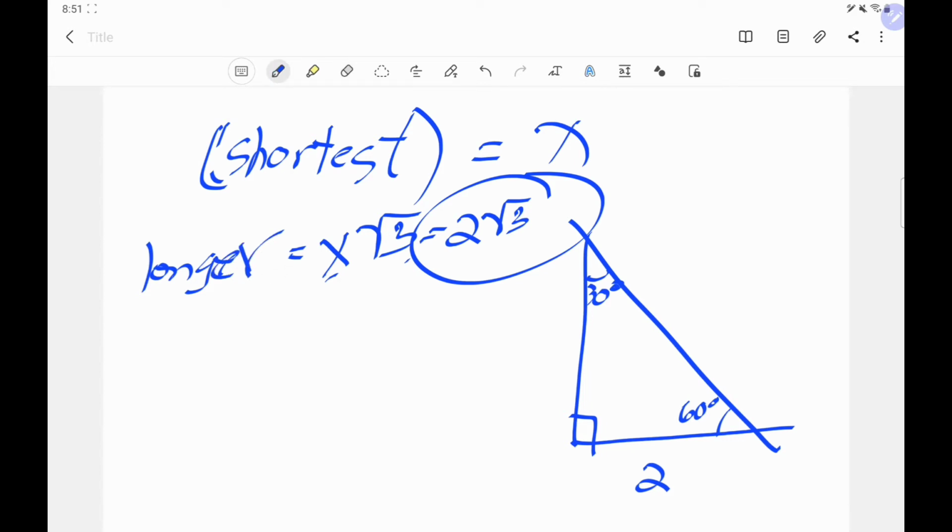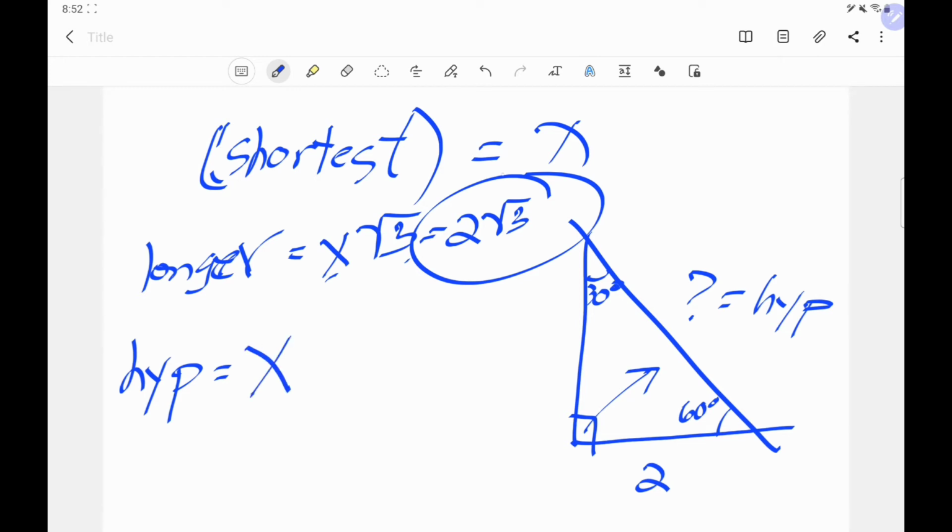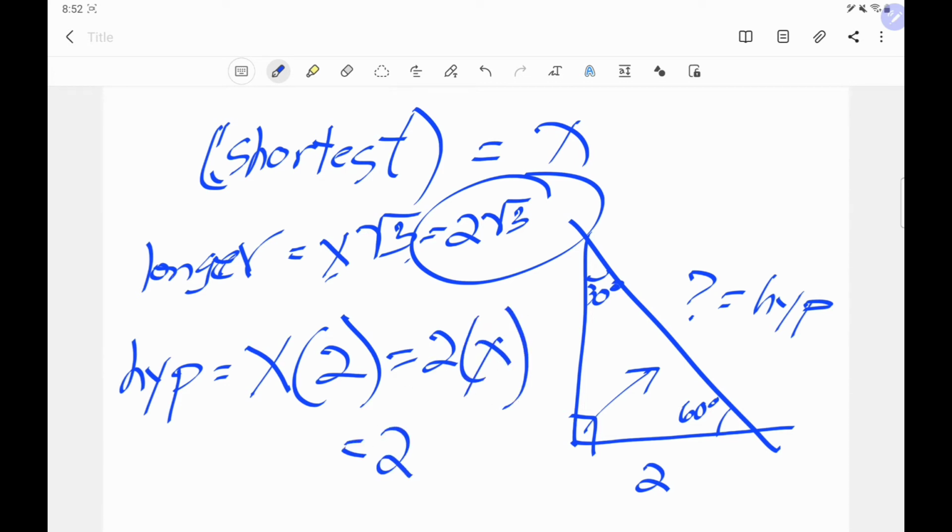Now how are we going to solve for the hypotenuse? The hypotenuse is the side opposite the 90 degrees. So this is your hypotenuse. You just have to multiply your shortest side, which is your x here, by 2. That means 2 times x, and your shortest side is 2, so that is 4. That's your hypotenuse.